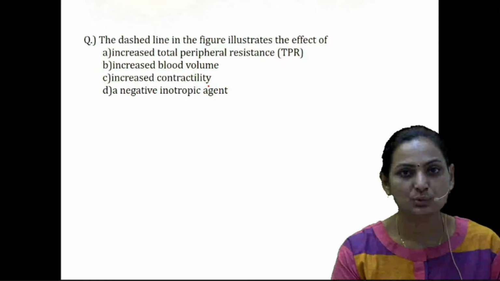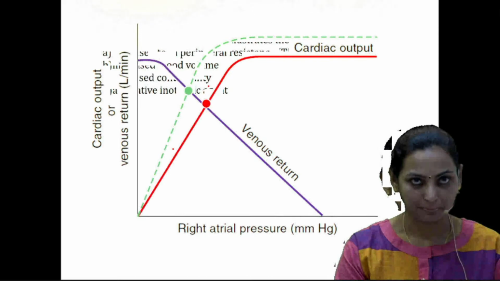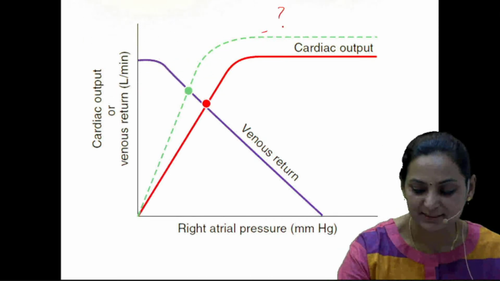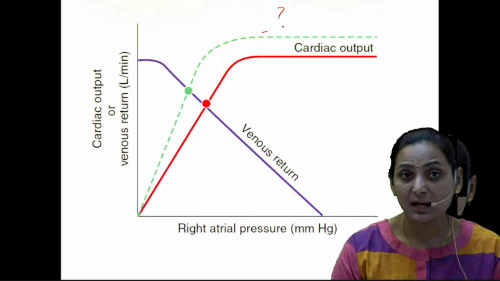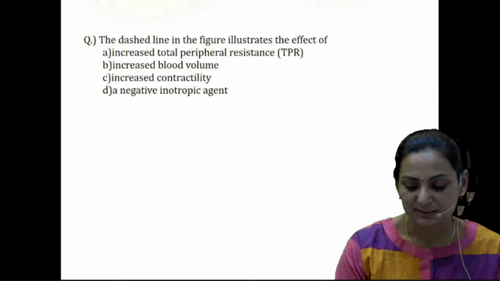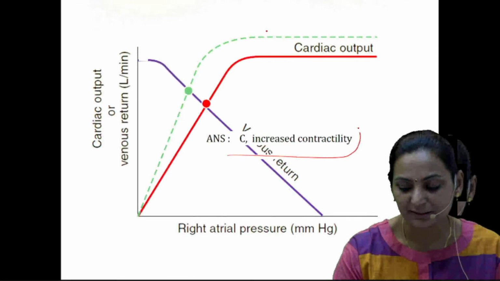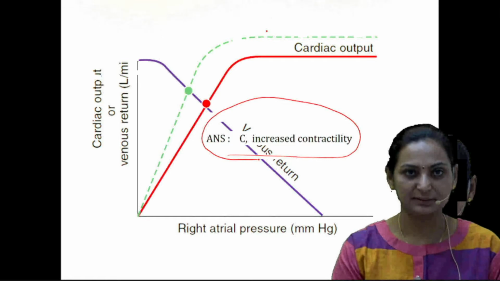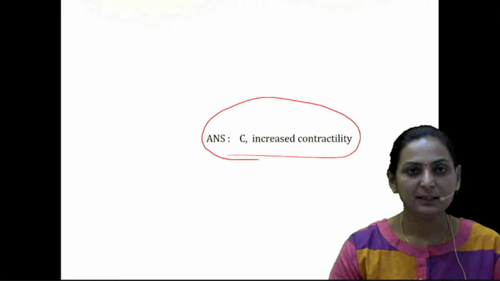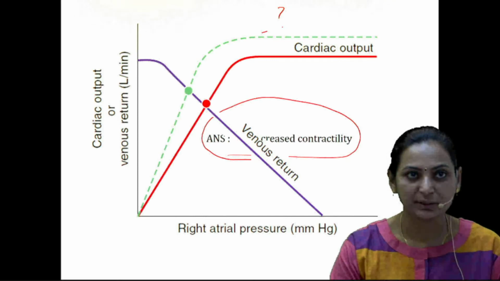Yes, what is the graph telling us? I'm asking about this graph. So what is the answer? The correct answer is C, that is increase cardiac contractility. Okay, increase cardiac contractility. Now let's understand this, what it is.